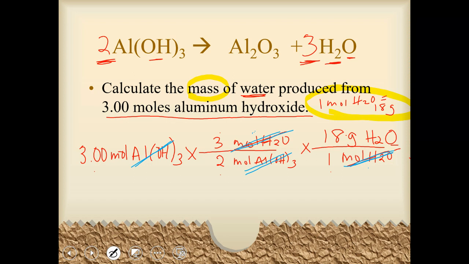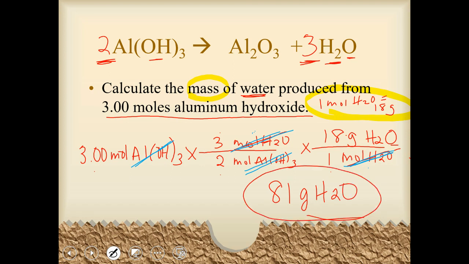And I got 81. Now I'm going to do that again. 3 times 3 is 9, divided by 2 is 4.5, times 18, 81. And that is how many grams of water would be made in this reaction.